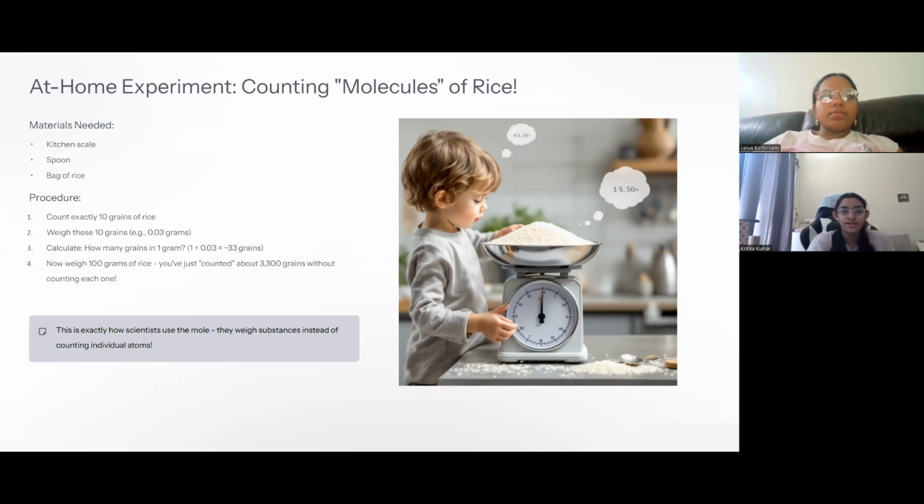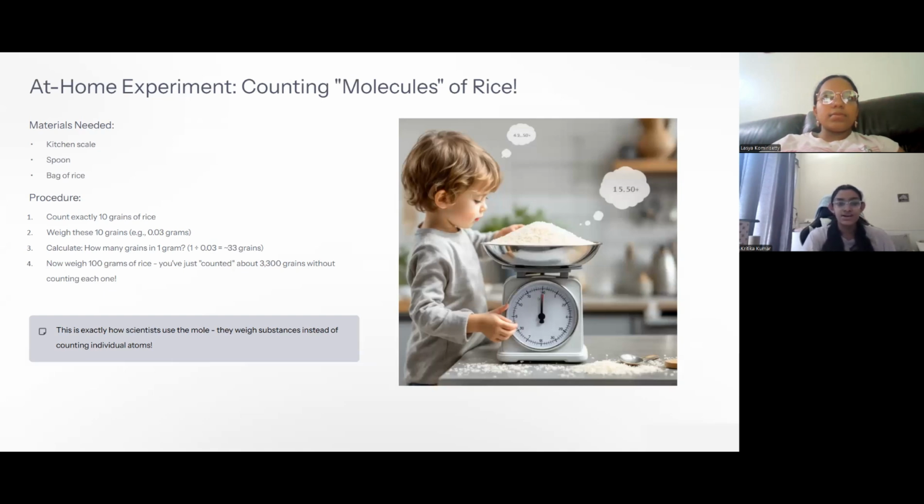Now calculate how many grains are in 1 gram. So we know that 10 grains is 0.03 grams. So we just have to divide 1 by that amount to get how many grains, which is about 33 grains. Now weigh 100 grams of rice, and you've just counted about 3,300 grains without even counting, which is crazy, isn't it?